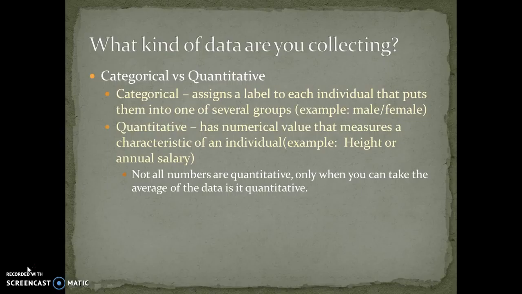The other kind of data that you could collect is quantitative, and this has a numerical value that measures a characteristic of the individual. Maybe it's your height or your annual salary. You have to be careful though. Just because something is a number does not necessarily make it quantitative data. Only if it makes sense to take the average of the numbers would you call that quantitative data. For example, zip codes are numbers, but it would not make sense to take an average of 5 or 6 people's zip codes. That wouldn't make any sense.